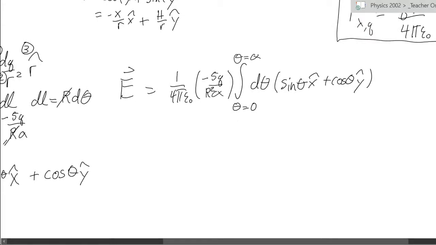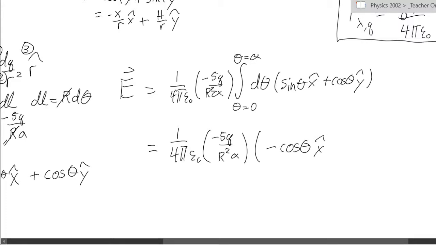All right. So when we do this integral, the integral of sine is going to be negative cosine. So this is going to be 1 over 4 pi epsilon naught minus 5q divided by r squared times alpha. This is going to be minus cosine of theta x hat. And then this is going to be plus sine of theta times y hat, evaluated from theta is equal to 0 to theta is equal to alpha.